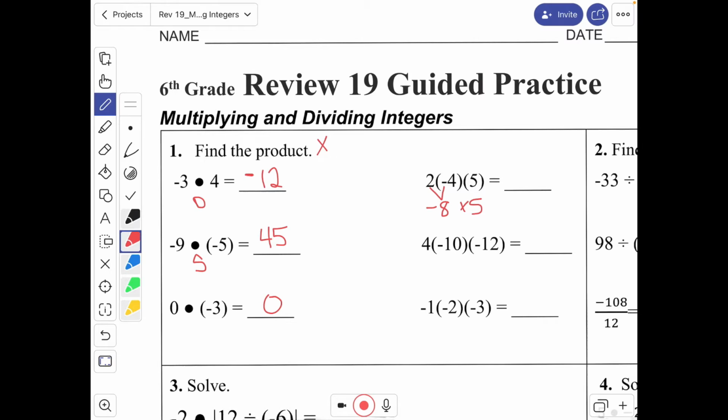Then -8 times 5, the signs are different, so the answer is going to be -40. So take it like 2 numbers at a time. 4 times -10 makes -40. Then -40 times the -12, the signs are the same, so this time it's going to be positive. What is 40 times 12? Think about what's 12 times 4. 48, and then you have to add the other 0.